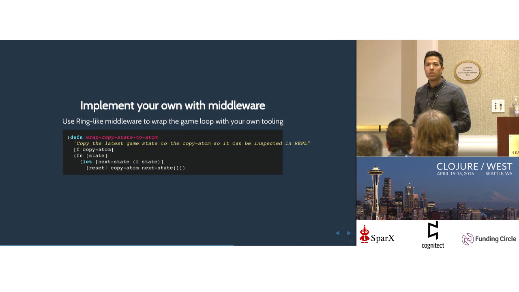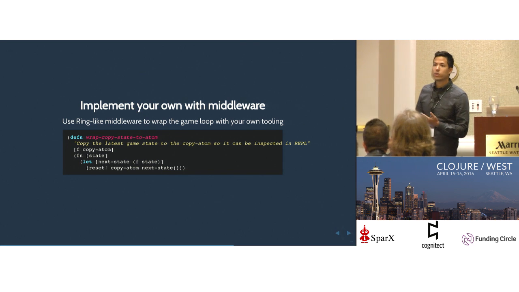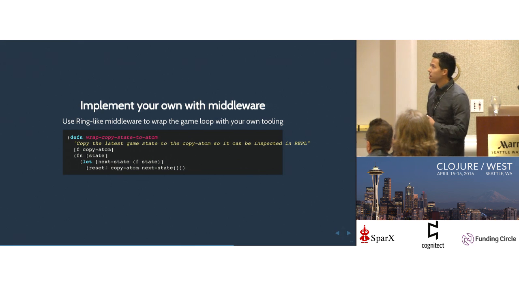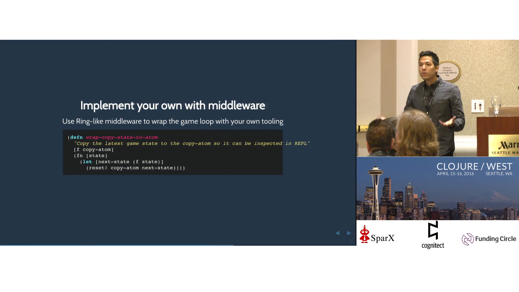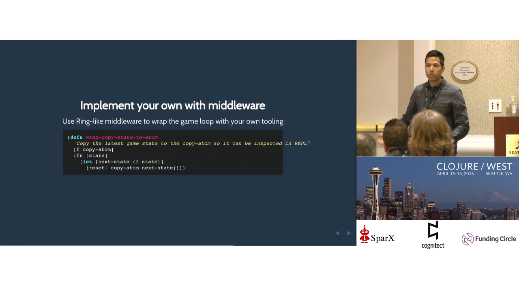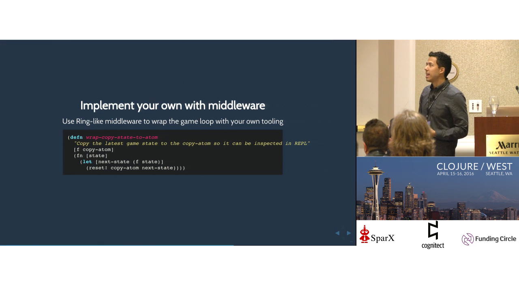What happens if you want to monitor frames per second? What happens if you want to be able to inspect that state in your REPL and not just in the visual inspector? Well, one way we can do this is borrow a lesson from Ring and use middleware. So since this is a function and we have access to the game loop as a function, we can just wrap that function as middleware.